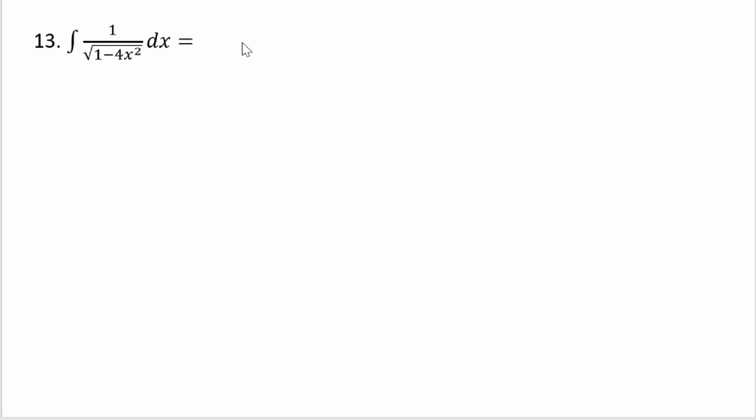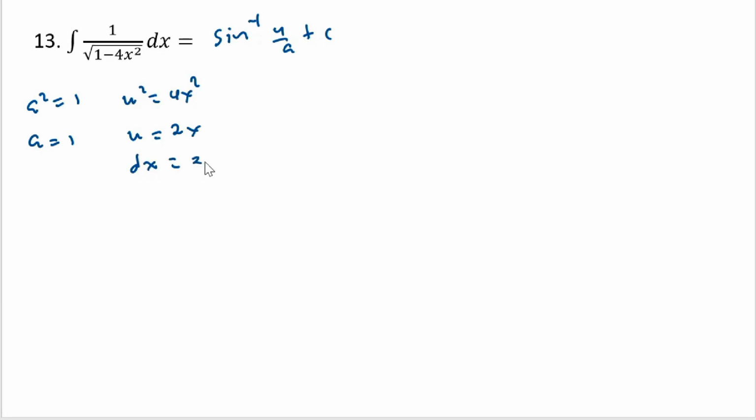So this is arc sine of u over a plus a constant. Selecting a squared equal to 1, it follows that a equals 1, and u squared equals 4x squared. So finding u, the square root of 4x squared is 2x, and taking the derivative of that, we have 2 dx. Since we only have dx, we define this as du. So we have to define dx as du over 2.